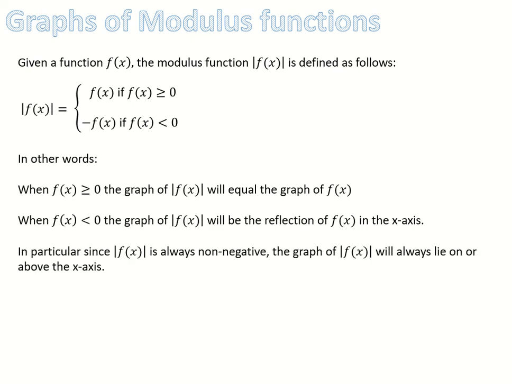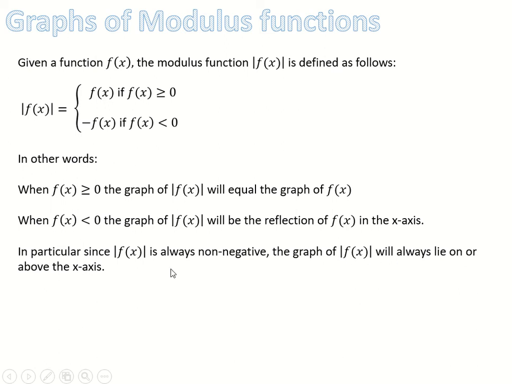Okay, so when f of x is greater than or equal to 0, the graph of the modulus of f of x will equal the graph of f of x. It'll just be exactly the same as normal. However, if f of x is less than 0 at any point, then the graph of the modulus will be the reflection of f of x in the x-axis. So in particular, since the modulus of f of x is always non-negative, the graph of the modulus of f of x will always lie on or above the x-axis.